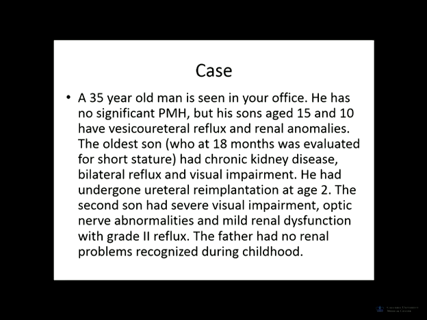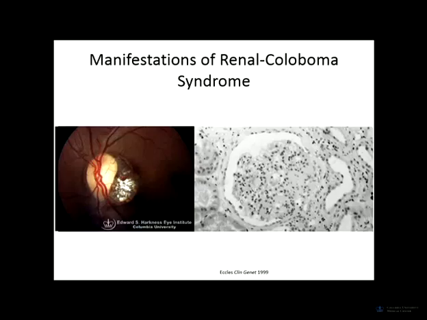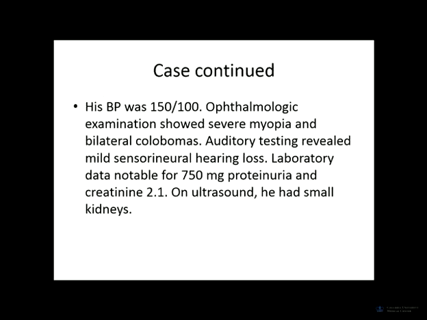So here we have a father, 2 sons with renal abnormalities, a lot of reflux. There's also visual impairment. The father's blood pressure was 150/100, and an ophthalmologic exam showed severe myopia and bilateral colobomas. Auditory testing revealed mild sensorineural hearing loss. Lab data was notable for 750 milligrams of proteinuria, and his creatinine was 2.1. On ultrasound, he had small kidneys.